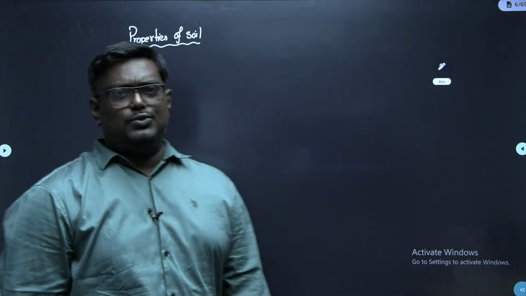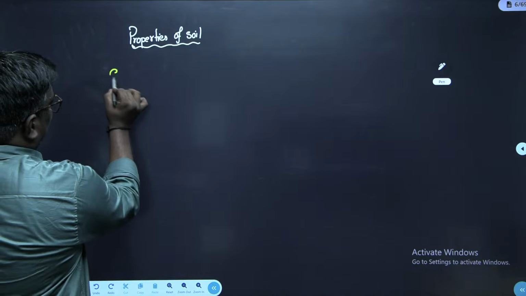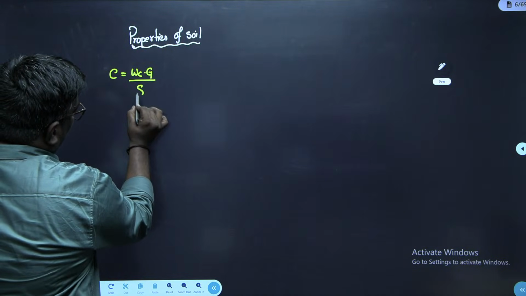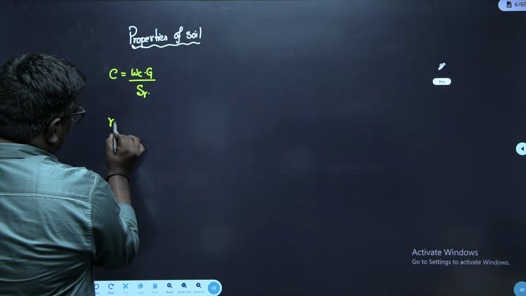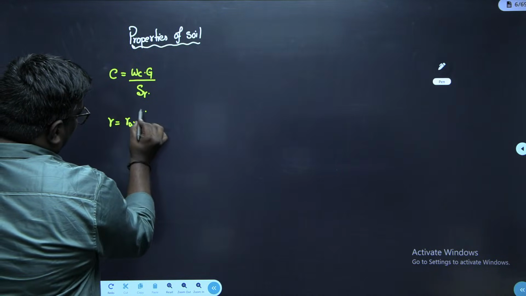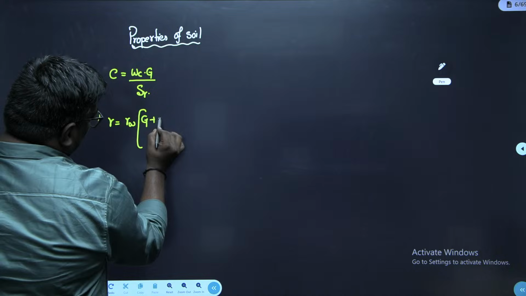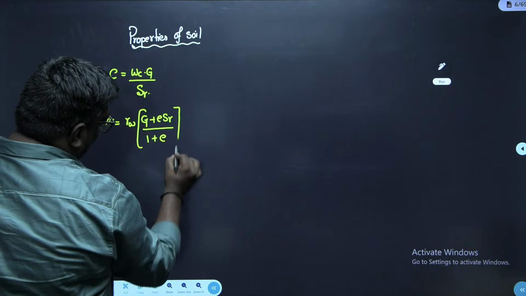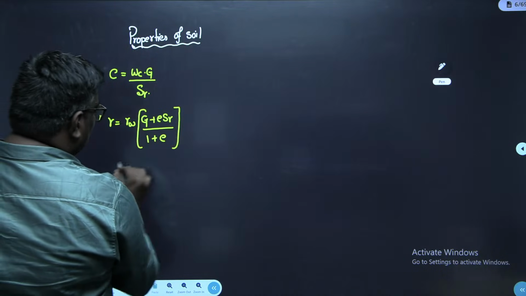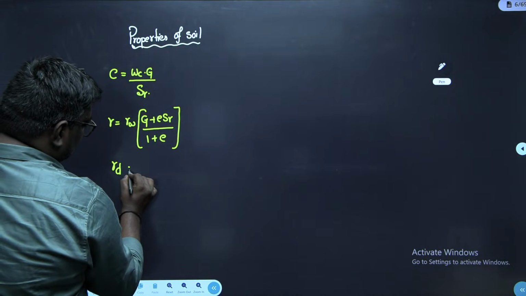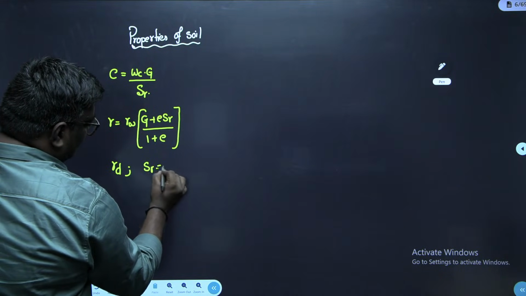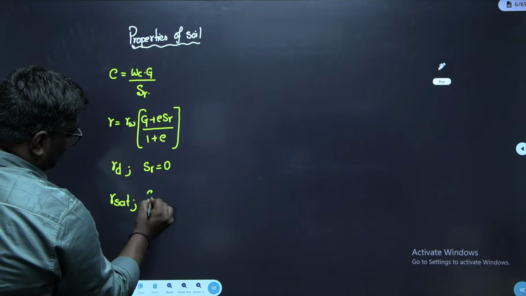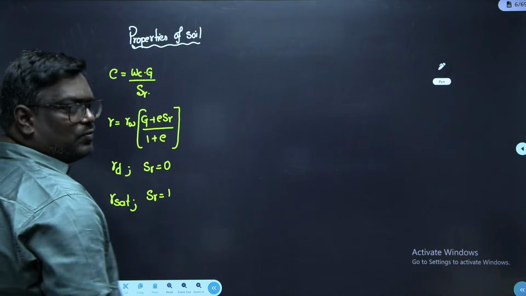You know, my dear students, here, void ratio can be written as water content into G upon SR. Again, gamma is equal to gamma W into (G plus E into SR) upon 1 plus E. You can write here, my dear students, in dry density, the same formula, SR will be equal to 0. In gamma sat condition, the same formula you have to substitute, SR is equal to 1.